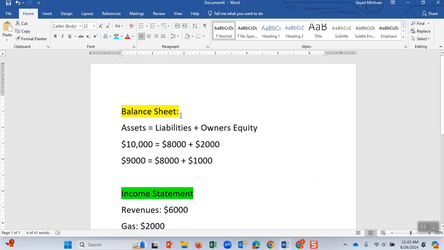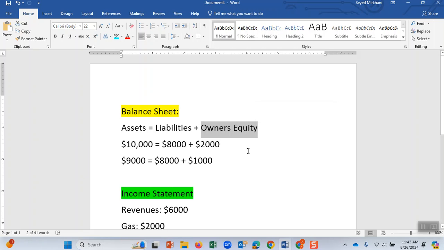The first one, a very important one, is called the balance sheet, and it is an equation that is always equal. Equation, as you all know, means equal. That's where the name equation comes from. What are the things that are always equal in a financial statement? They say that assets are supposed to be equal to liabilities plus owner's equity. What does that mean?